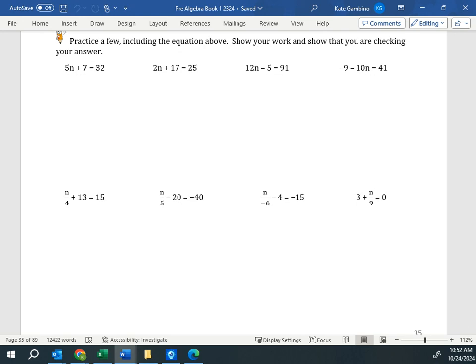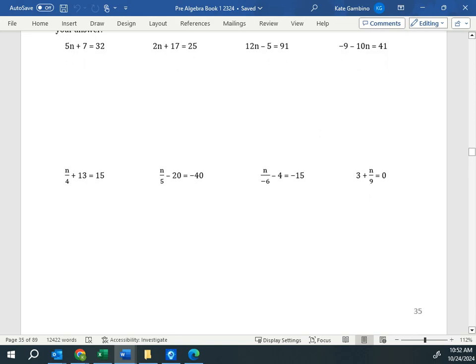Are there other ways to solve it? Yeah. Those other ways will not help you in the future, so I do not want us getting into bad habits. Okay? So let's look at that first one: 5n plus 7 equals 32. Remembering that we want to do SAGMERP.